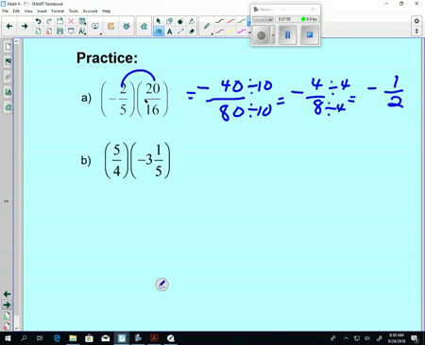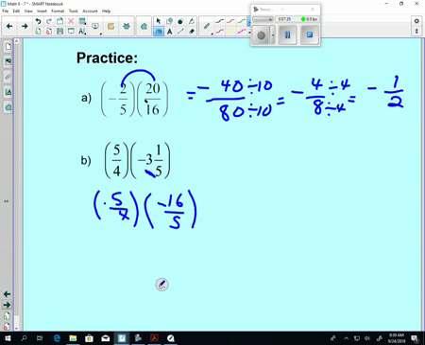Here, let's change this mixed fraction to improper first. So we're going to have 5 over 4. And then we're going to multiply these two together. 5 times 3 is 15, plus 1 is 16. Minus 16 over 5.